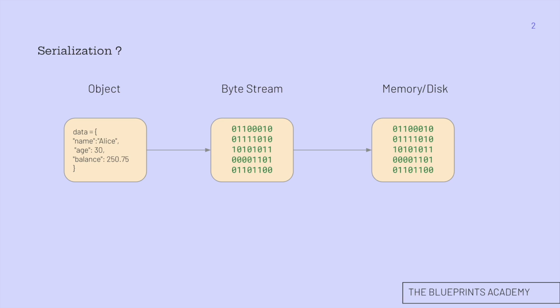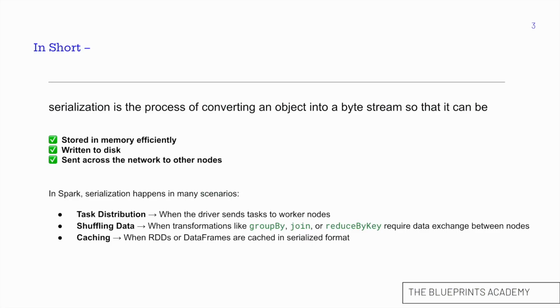This is the generic definition of serialization, irrespective of the scenario where you are using it, whether to transfer data over the network, in Spark, or in any other place. In short, serialization is the process of converting an object into a byte stream so that it can be stored in memory efficiently. Of course, to store data in memory, it has to be serialized, not by you, but by the machine, and then stored in memory, written to disk, or sent across the network to other nodes.